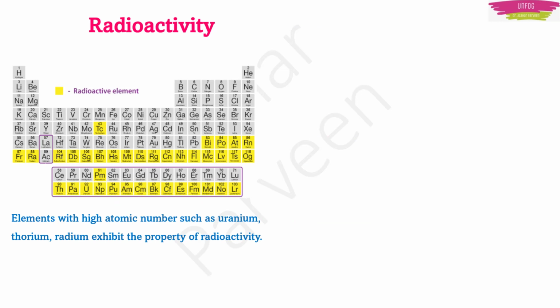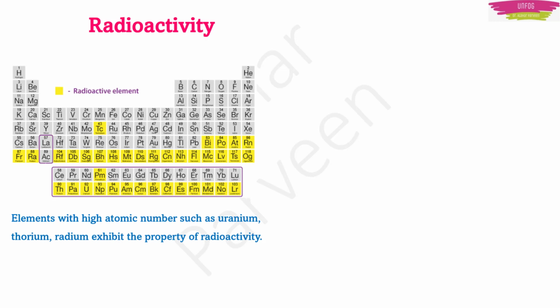Now let's talk about a few elements which are radioactive. I have put the periodic table diagram here. Here you can see that the yellow color elements are all radioactive. Basically elements with high atomic number such as uranium, thorium, radium all exhibit the property of radioactivity. But among all of them, polonium is highly radioactive.